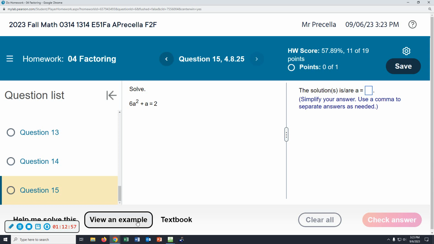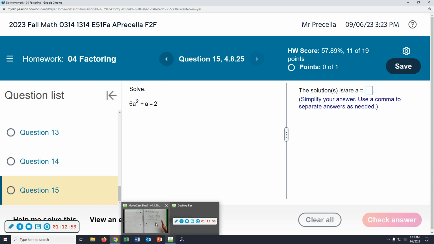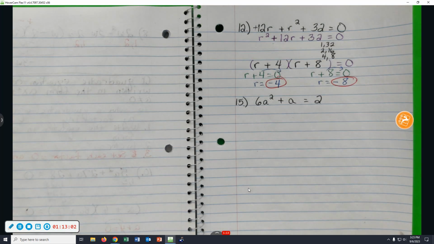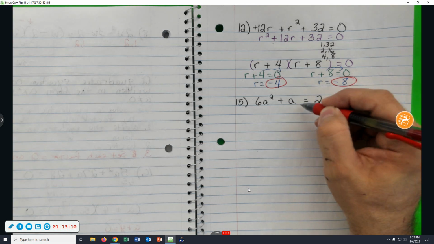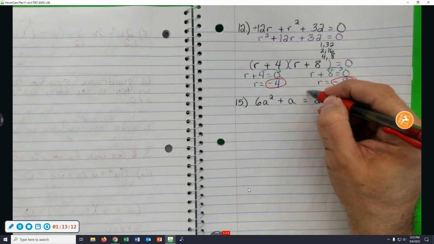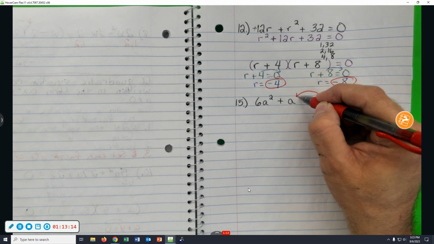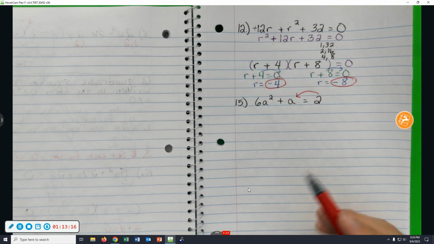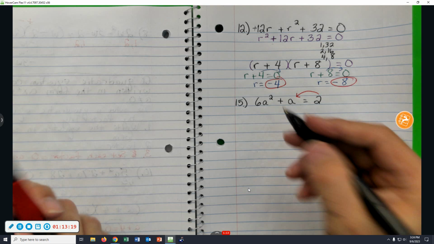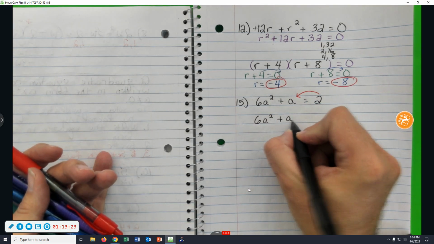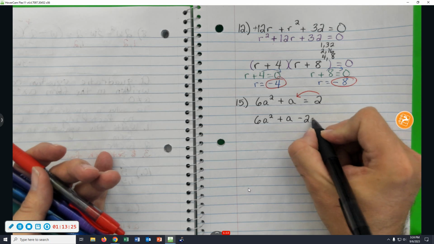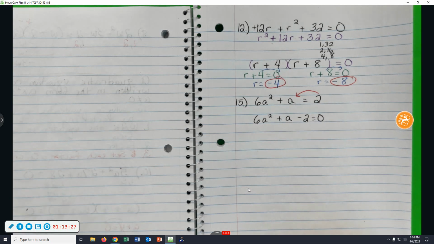Is this in standard form? No. We need a 0 on one side. What do y'all think we should do? Subtract the 2. Since all I'm really doing, you can go -2, or I'll do the little arrow, which just means move that 2 over and change the sign. So we have 6a squared plus a minus 2 equals 0.